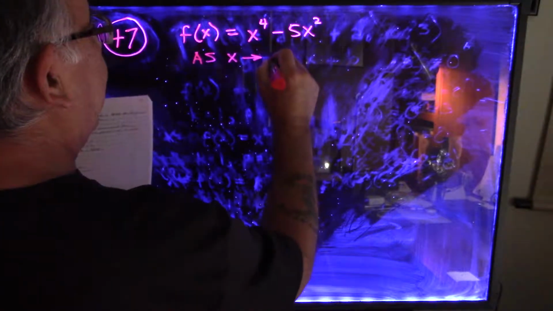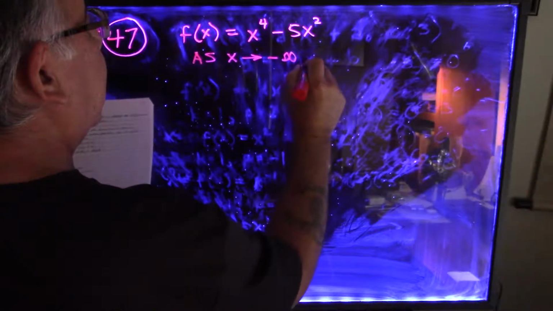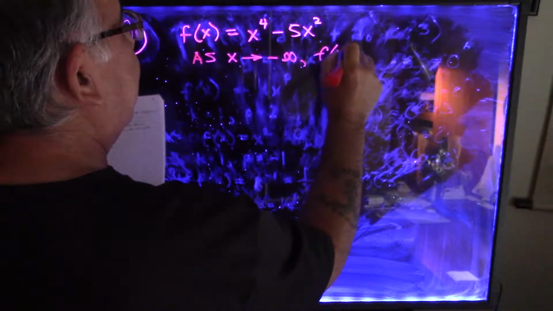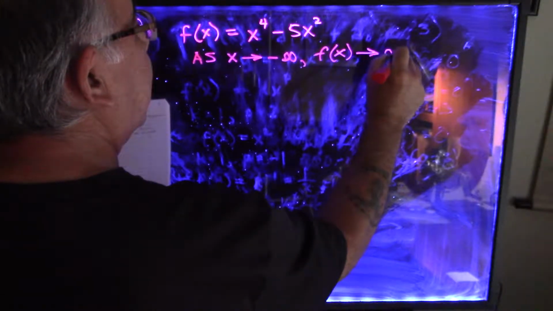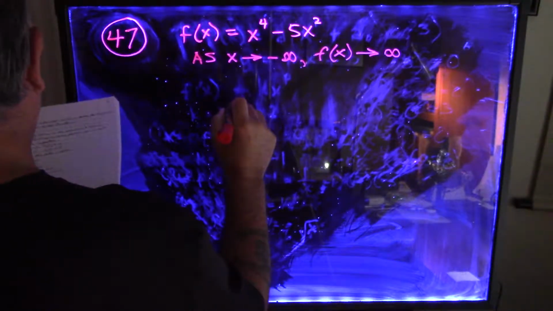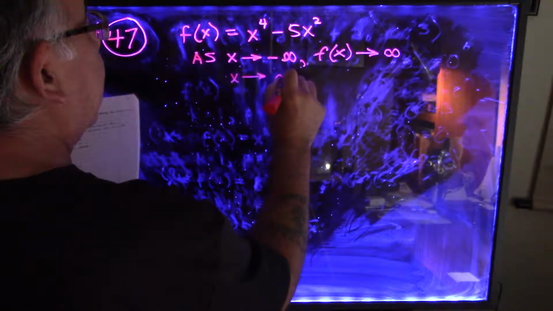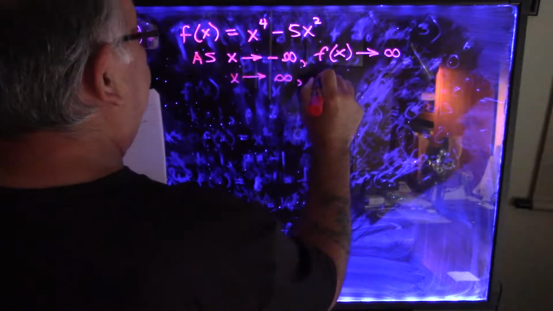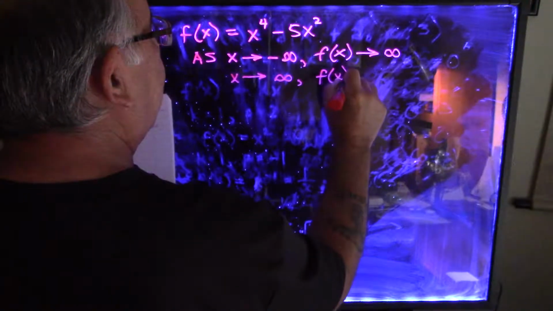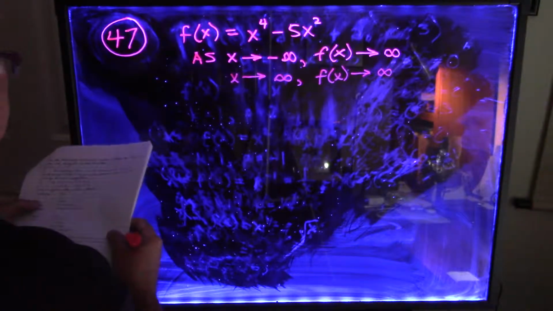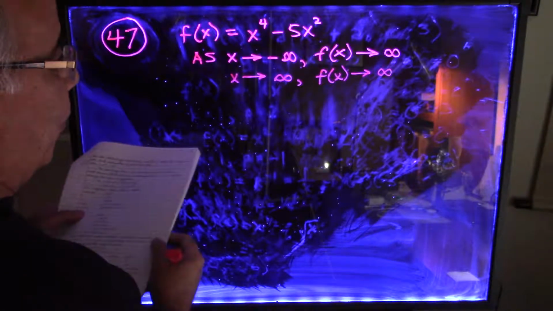So as x approaches -infinity, f of x approaches positive infinity. And as x approaches positive infinity, f of x also approaches positive infinity. Okay? So they want us to confirm this with a table.